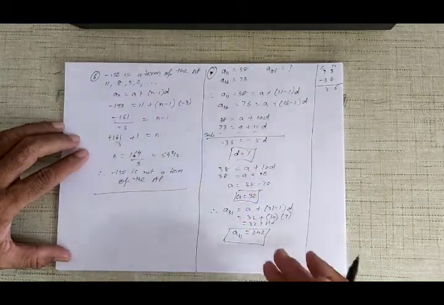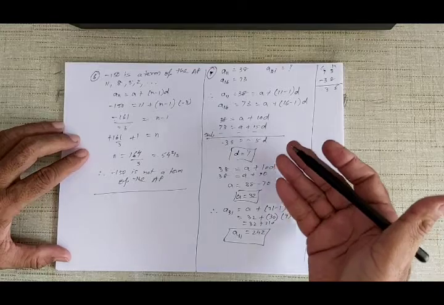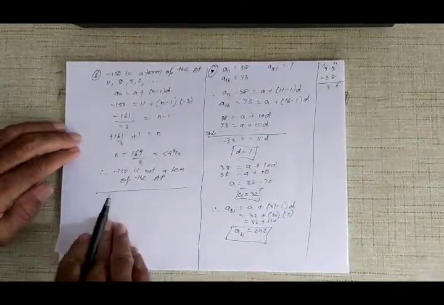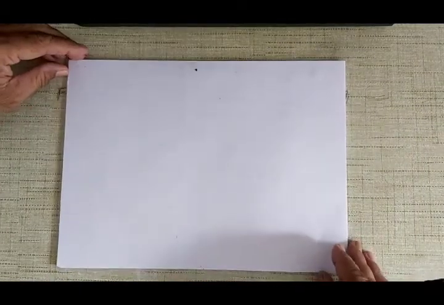You can see it looks big, but do it systematically, equations को बनाओ, equations बनाने के बाद you just subtract it and you get a and d. Alright, so that was question number 7. Alright, let's see question number 8.